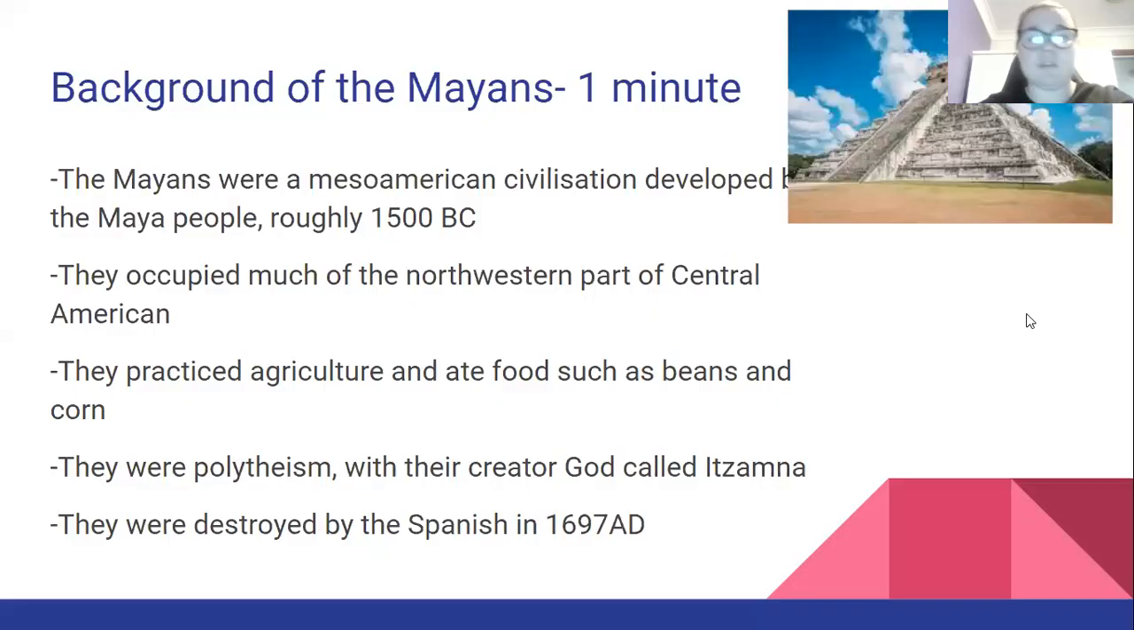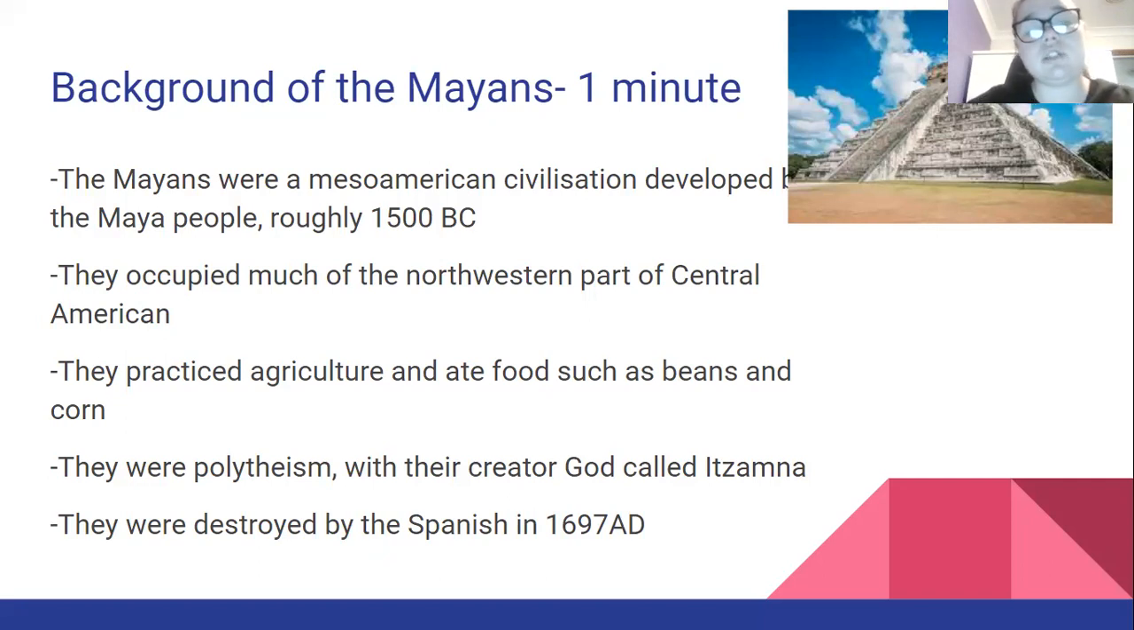So to start off, the background of the Mayans. The Mayans were a Mesoamerican civilization developed by the Mayan people roughly 1500 BC. So that's about 3,500 years ago. They occupied much of the northwestern part of Central America, such as Mexico. They practiced agriculture and ate food such as beans and corn, and they used to trade with one another. Their religion included polytheism with their creator god called Itzama. They also believed in animism, which is the belief that everything, even rocks and rivers, were actually alive.